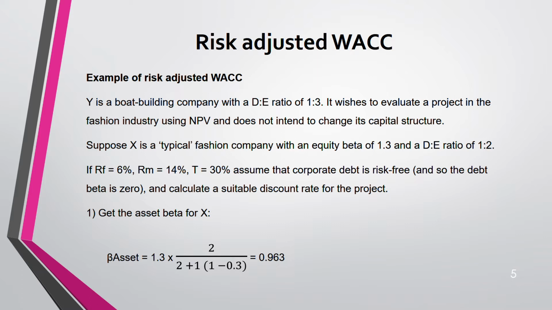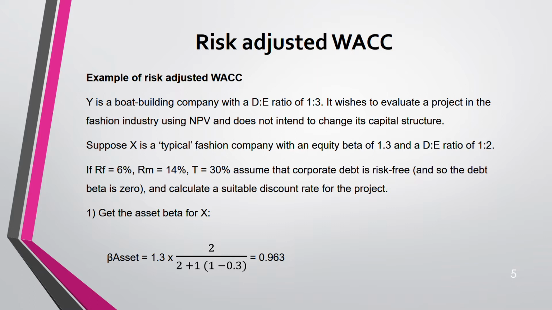So the formula is there. You don't have to write the formula because it is already in your exam formula sheet. But in your Excel, you have to do this. The moment the examiner clicks your cell, they can see this formula there: that you have multiplied asset beta with 2 divided by 2 plus 1 into 1 minus tax.